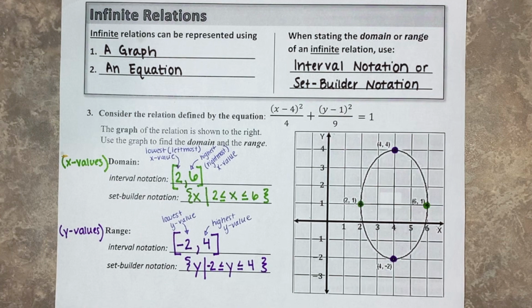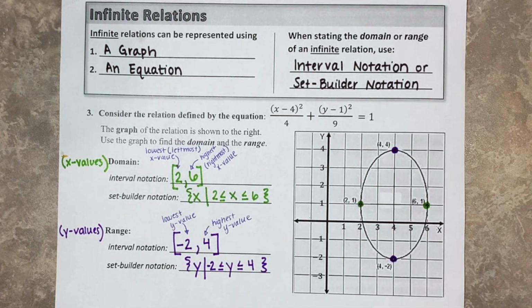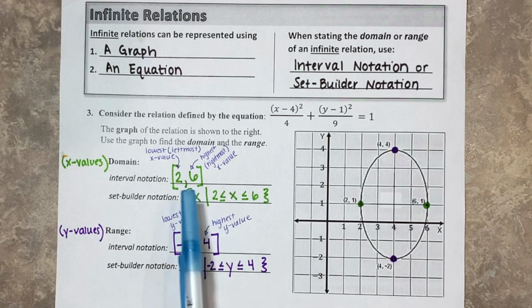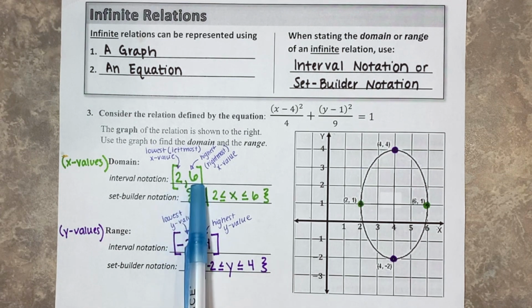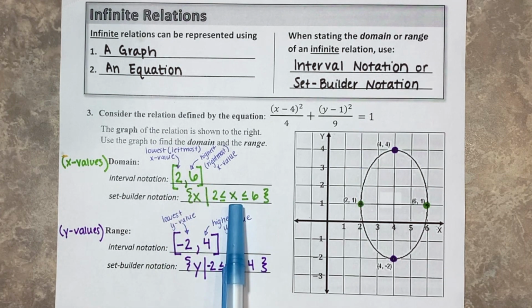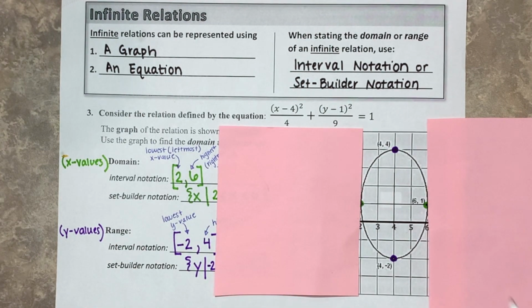Before we move on to the next example, I just want to make sure that we fully understand what these notations mean in terms of the domain and the range. So for the domain, for example, this notation means that the x values of our graph include every real number between the endpoints 2 and 6. This set builder notation means the same thing. This means that the x values on our graph take on every real number between the endpoints 2 and 6. So for the domain, the x values on our graph take on every real number between 2 and 6.